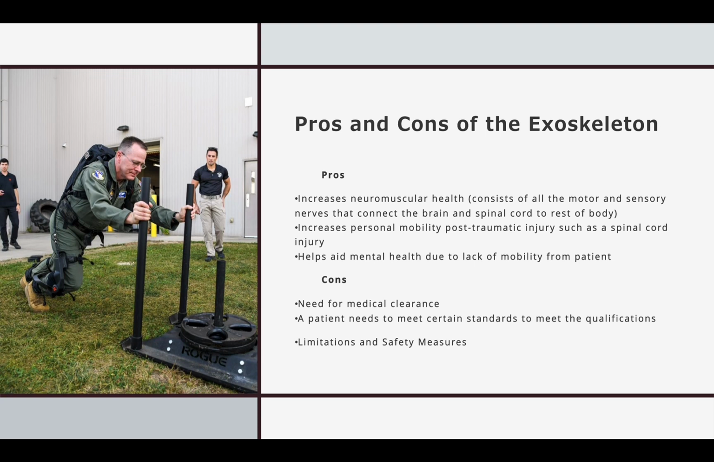Something else I didn't add on here is that it is also very expensive, and not a lot of people can afford it, especially with paying medical bills and things like that. So paying $40,000 or something like that for an exoskeleton on top of all your medical bills is going to be very hard for somebody to easily afford.